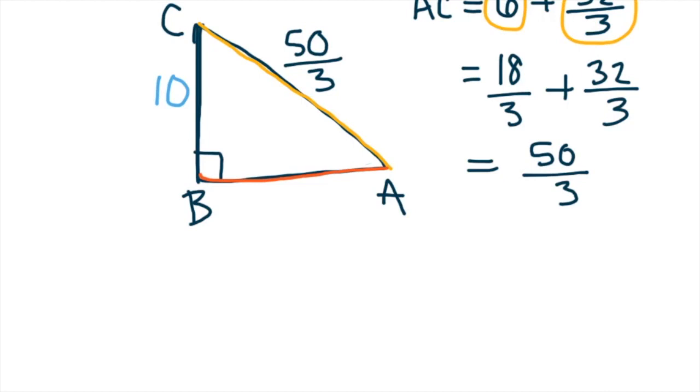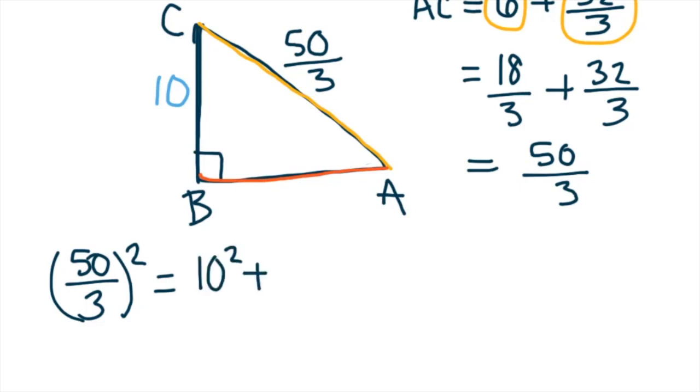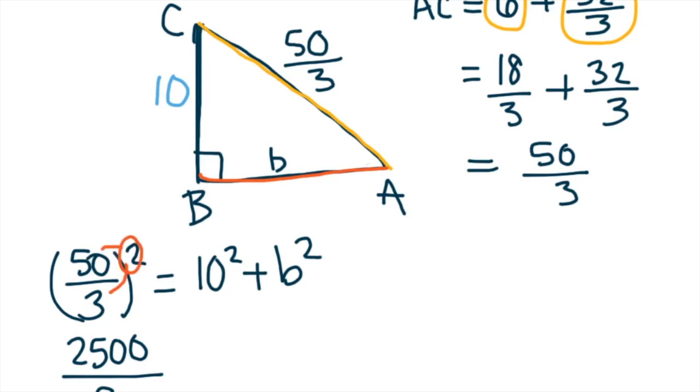So c in this case is the hypotenuse, 50/3, so we're going to do c squared equals a squared plus b squared. So let's do 10 squared plus, we don't know what the segment length of AB is, so let's just call that b. Alright, let's solve this for b. 50/3 squared is 2,500 over 9. Remember, you have to square both the numerator and the denominator. And then 10 squared is 100.